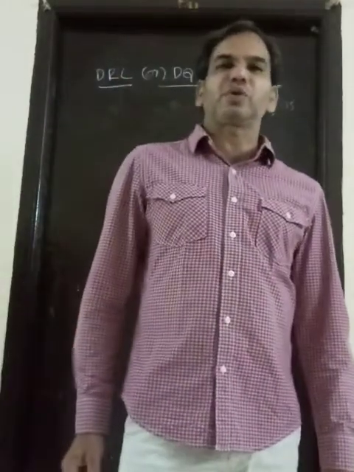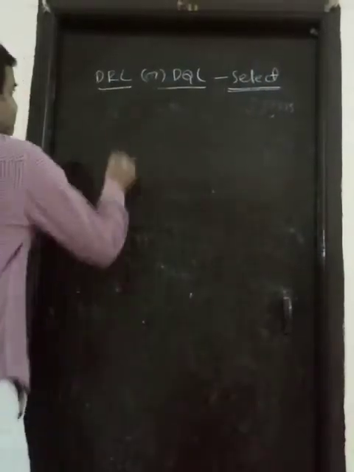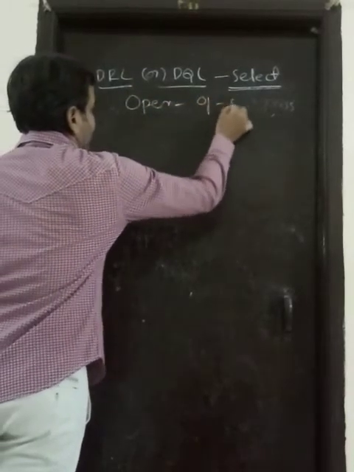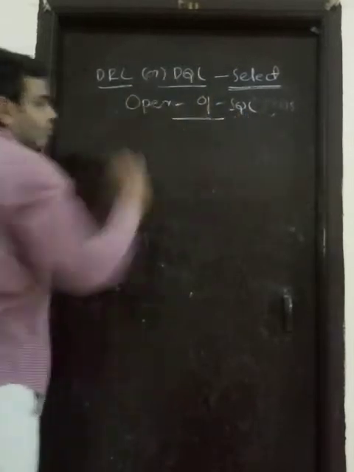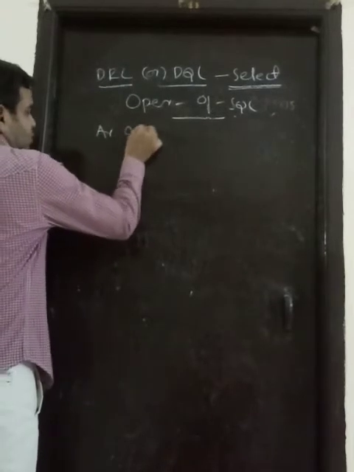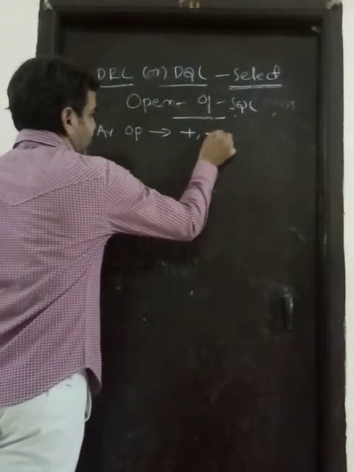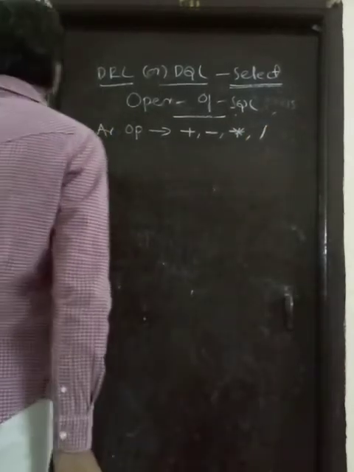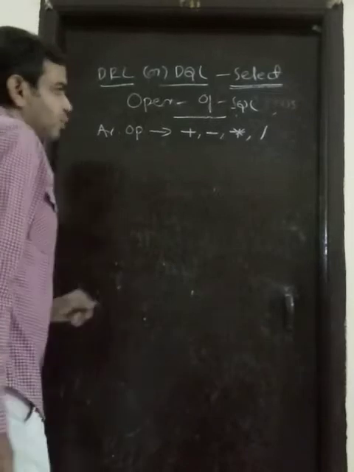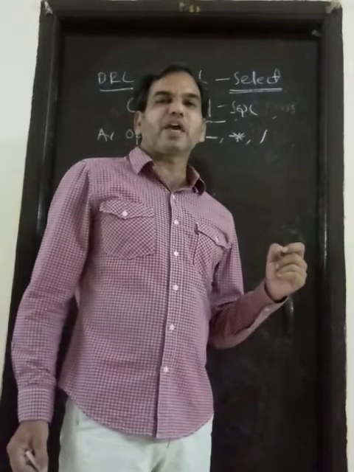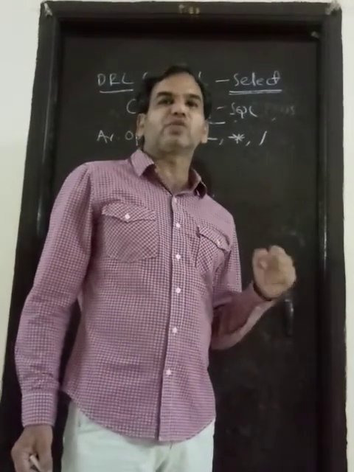Now with the help of the select command we will see the operators of SQL. Same as other programming languages, SQL has operators. So what are the operators? First, arithmetic operators: plus, minus, multiplication, division. But arithmetic operators do not support mod, which is supported by the C language. Here, for mod purposes, we use MOD. MOD is one of the single row functions.